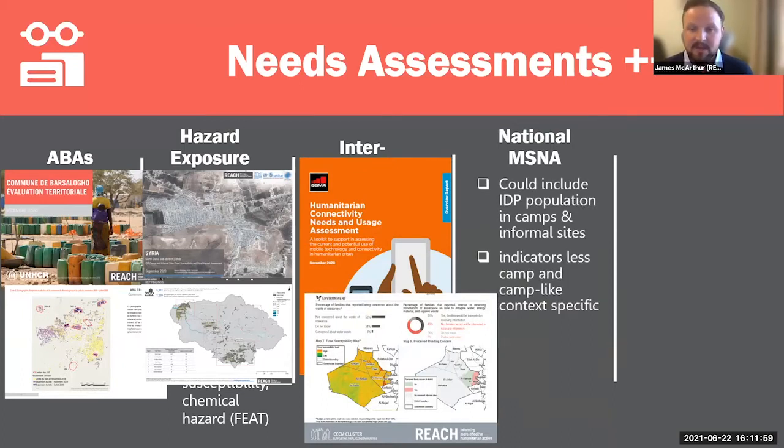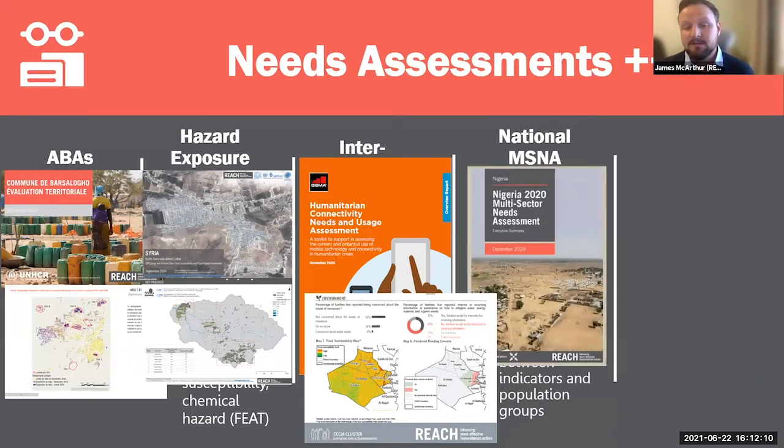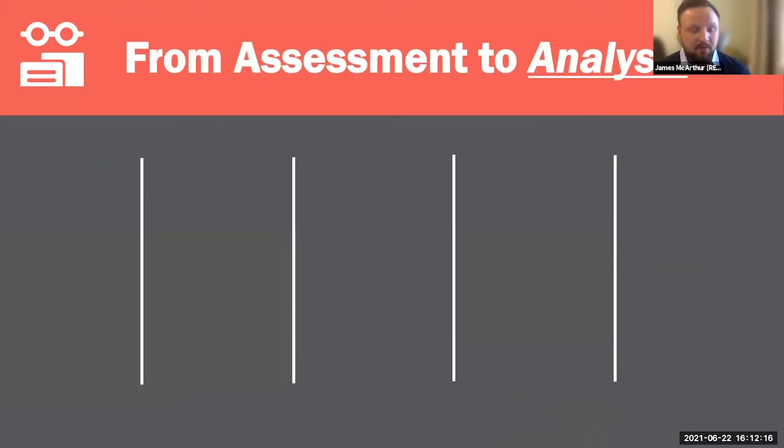As well as the national MSNAs in many CCM cluster countries, and how does the MSNA, which includes camp and informal site populations in the same geography. But let's talk more about some of the more interesting components of analysis and really moving from assessment to analysis.